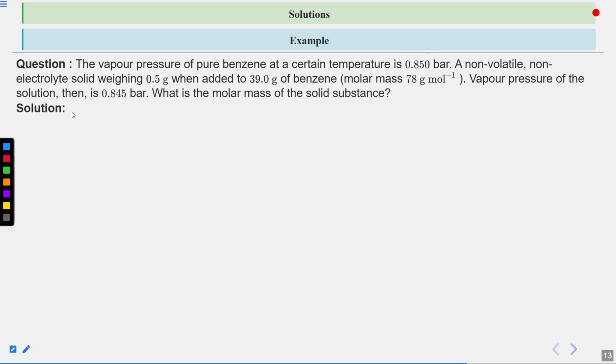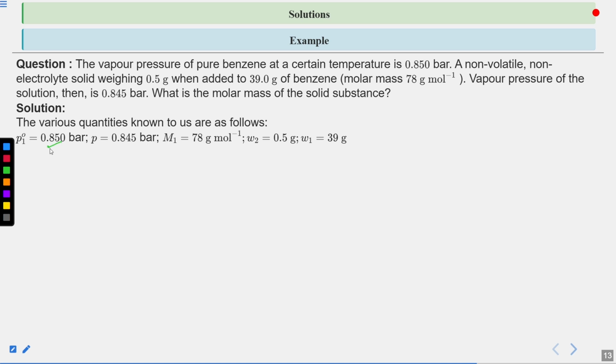How will we calculate it? The quantities that we know should be noted down first. We know the pure solvent's vapor pressure. We know the solution vapor pressure. We know the solvent's molecular weight. We know the solvent's weight and the solute weight.